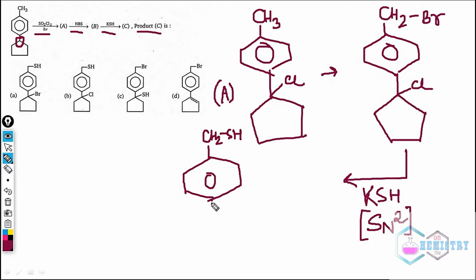SH, and here is the group. So, let's find out. This one is option B, as you can see. So, option B will be our correct answer. This is basically a very easy reaction. We just need to remember these reagents and what type of substitution or reaction they prefer. Nothing much.